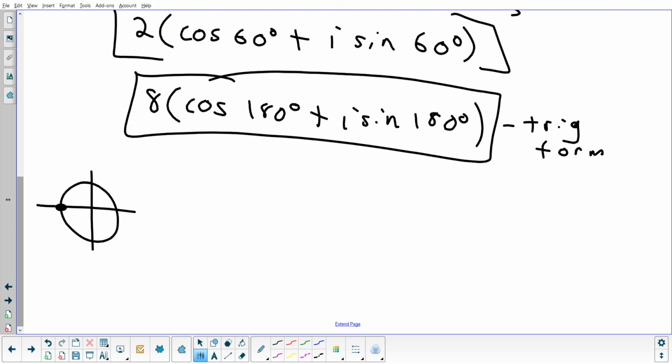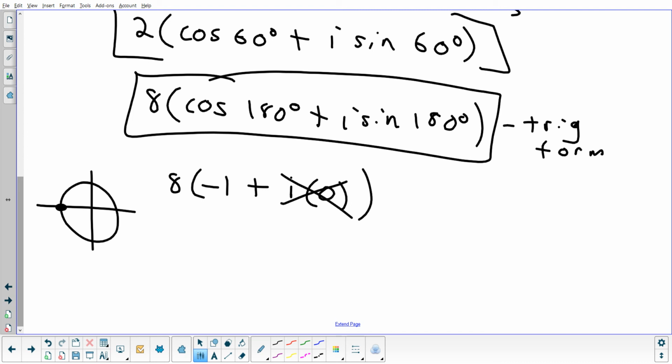What's the cosine of 180? Yep, -1. Good. So -1 plus. Now let's do the sine of 180. Sine is the y value. What's the y value of that coordinate? Yep, 0. I times 0 is gone.